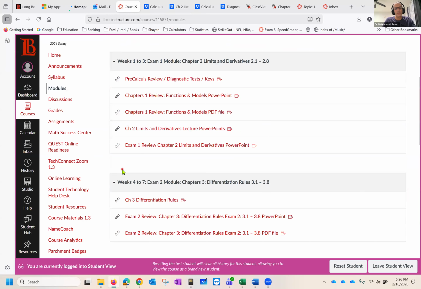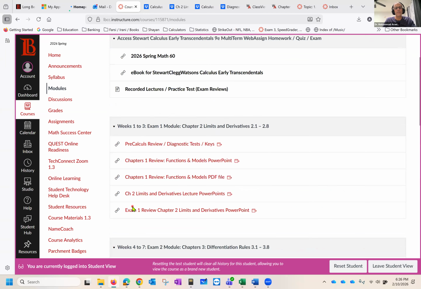It repeats, okay? We have the chapter and we have the review, okay? And the review I have in the form of a PowerPoint and a PDF file. But why is it shorter? It seems to be shorter because we don't have the pre-calculus review or chapter 1 review there. That's why. And then they repeat in the same manner.